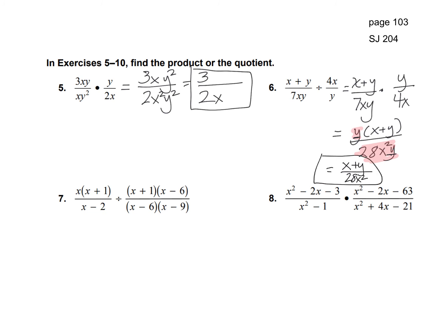For number 7, it's already in factored form. We would want to put it in factored form if it wasn't, but it's already in factored form, but I need to multiply by the reciprocal. Keep your first fraction the same. Change divide to multiply, and then put what's in the denominator in the numerator, and vice versa.